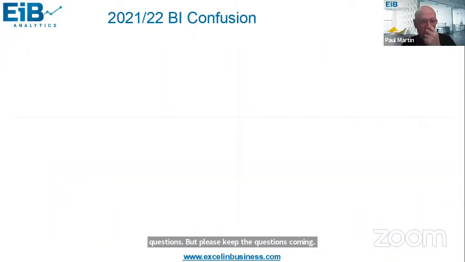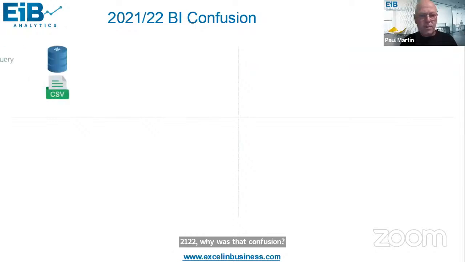So 21-22, why was there confusion? Well, if we look, there were 4 different ways, and probably some of you out there would argue there's more than 4 ways, but these were the 4 main ways we came across.